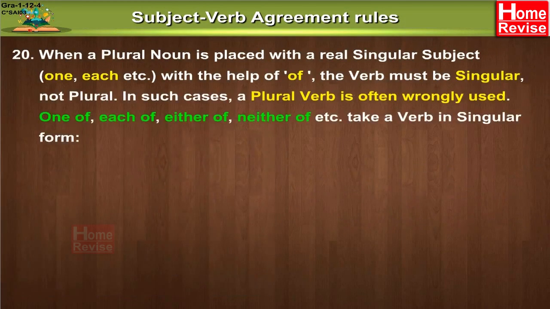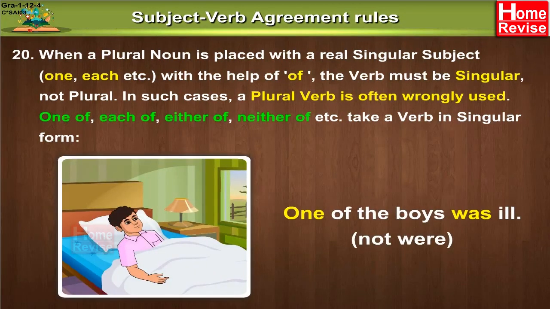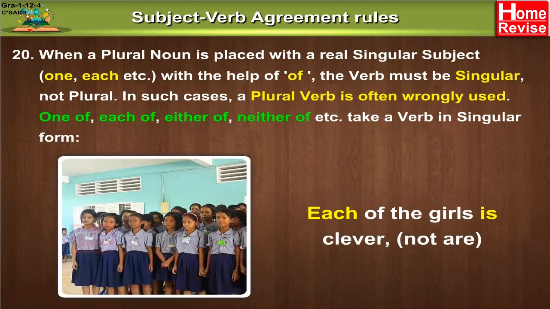20. When a plural noun is placed with a real singular subject, one, each, etc., with the help of of, the verb must be singular, not plural. In such cases, a plural verb is often wrongly used. One of, each of, either of, neither of, etc. take a verb in singular form. One of the boys was ill, not were. Each of the girls is clever, not are.